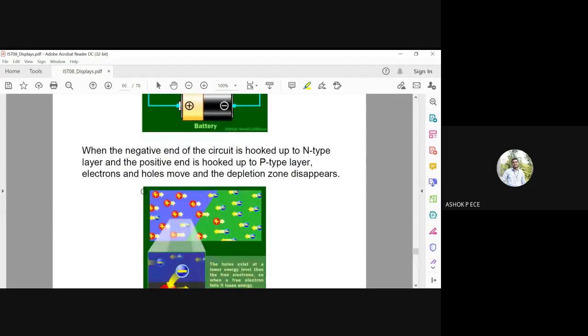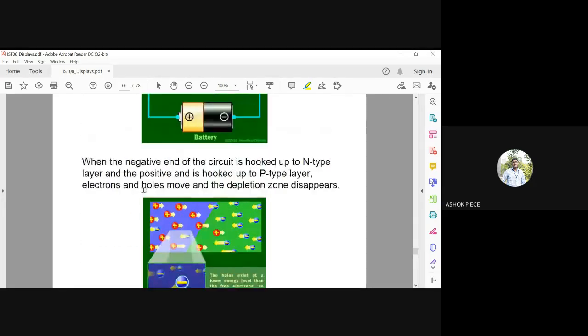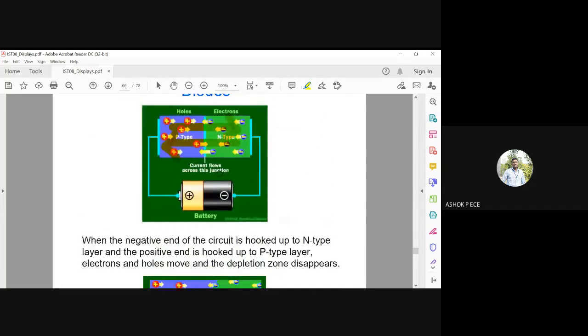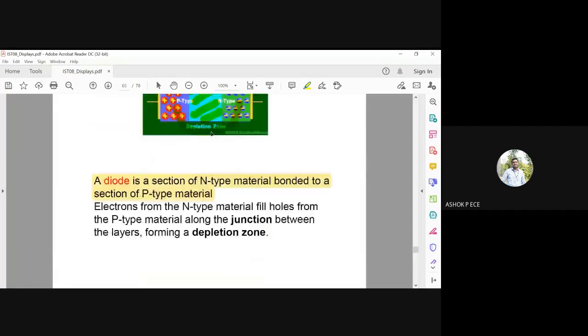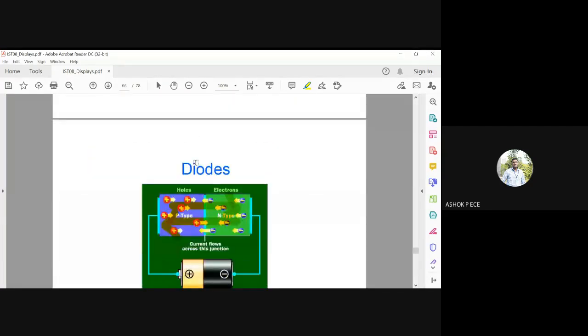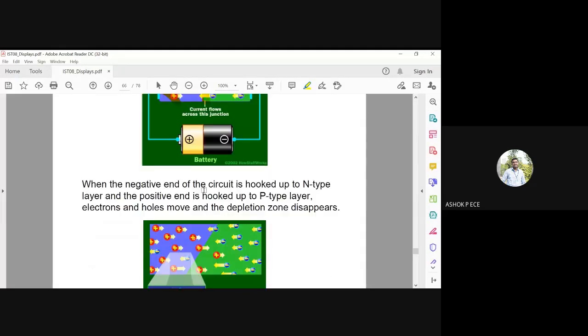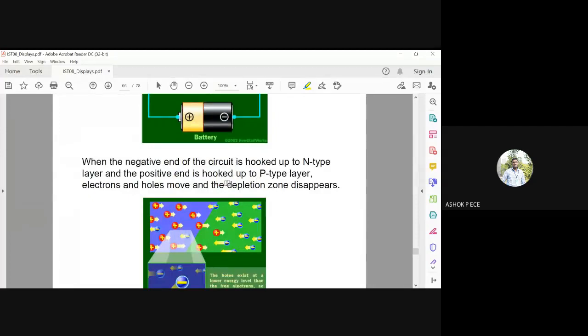This is how the diode works, and this depletion zone will slowly disappear because the force with which the electrons and holes are going to cross is enormous. See here how wide the depletion zone is; it will slowly start reducing, and then it will become very thin. So that is what they say here: the depletion layer completely disappears.